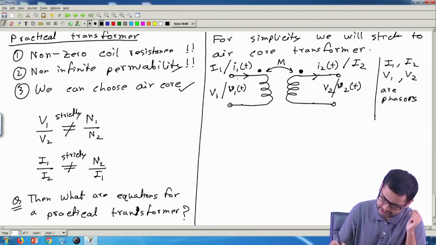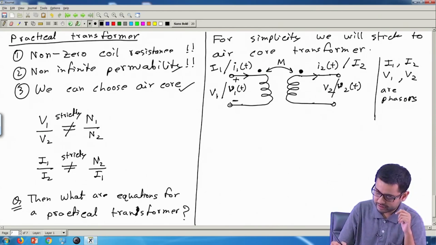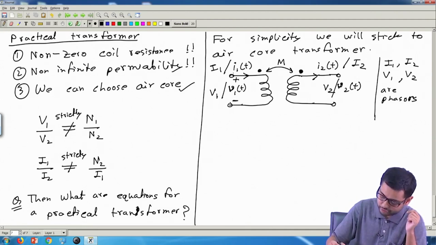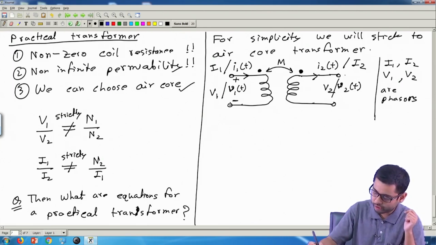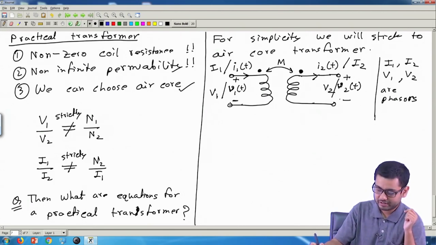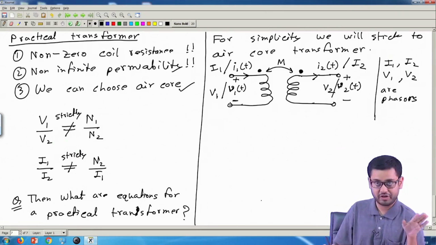Now I choose the reference direction for V like this. I will always measure V1 as the voltage of this terminal with respect to this terminal, this voltage minus this voltage. Similarly, I will always talk about V2 like this, this voltage with respect to this voltage. That's my chosen reference.